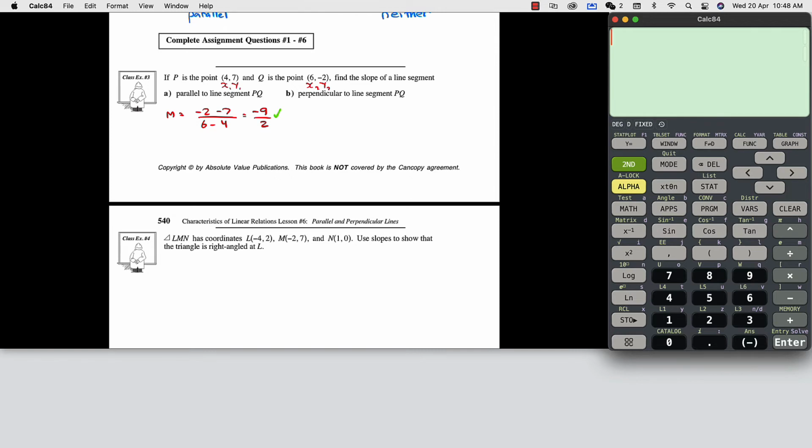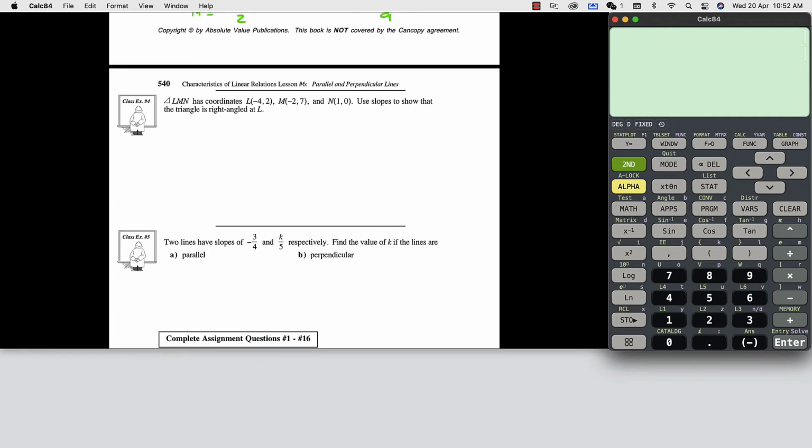Now in part A right here, it's saying if I have another line segment that's parallel to PQ, what would its slope be? Well, it would be the same, negative 9 over 2. And part B is saying, what if I had a line that was perpendicular to that? Well, again, I would just invert that fraction. So this would be m equals 2 over 9. The original one was negative, so the new one would be positive. So that's our final answer.